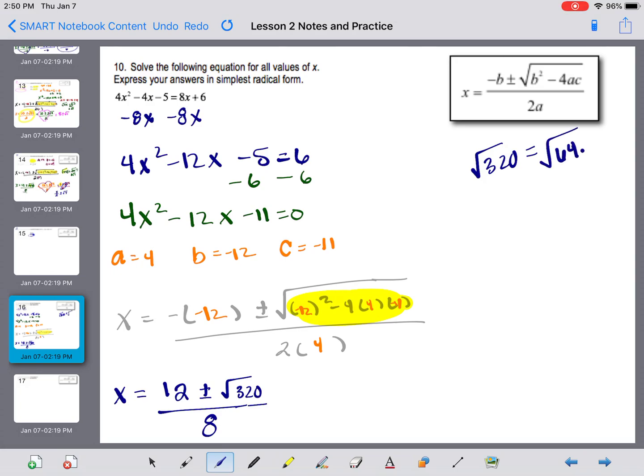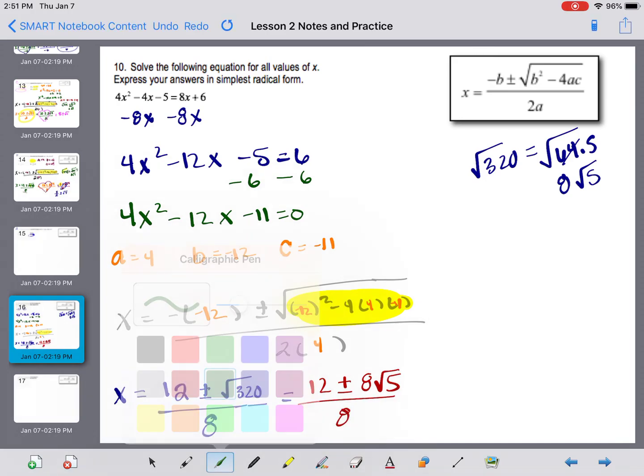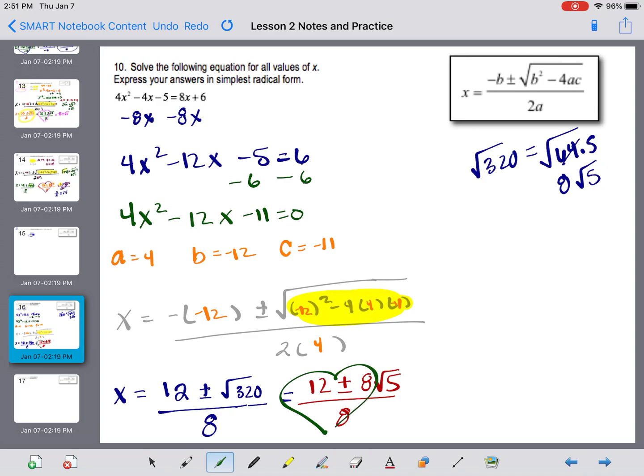So 64 going 5 times. Square root of 64 is 8. And the 5 is going to stay underneath the radical. So this is going to become 12 plus or minus 8 radical 5 all over 8. Check and see, do we have a common factor? And we do. All those simplify down to 3 plus or minus 2 radical 5 all over 2. 4 is the largest number that can go into all 3.